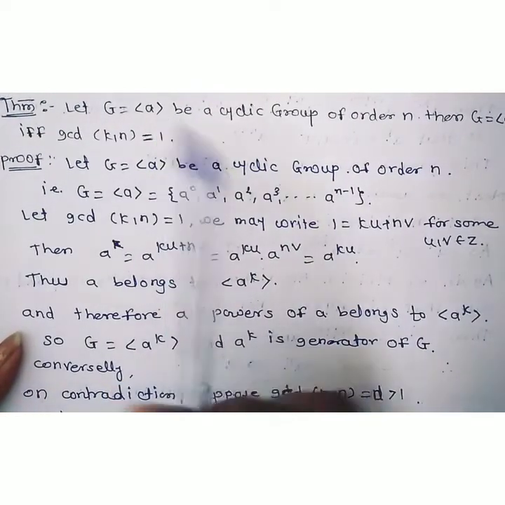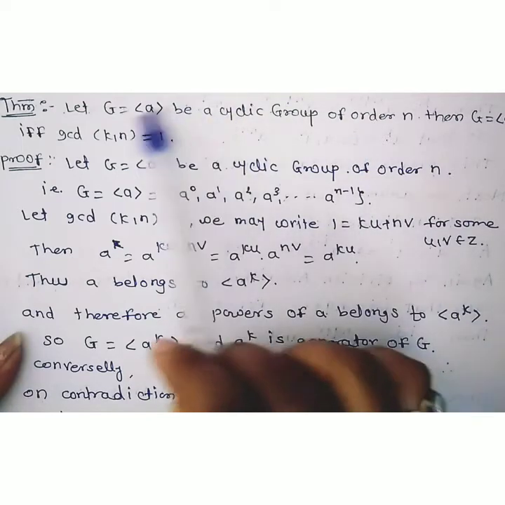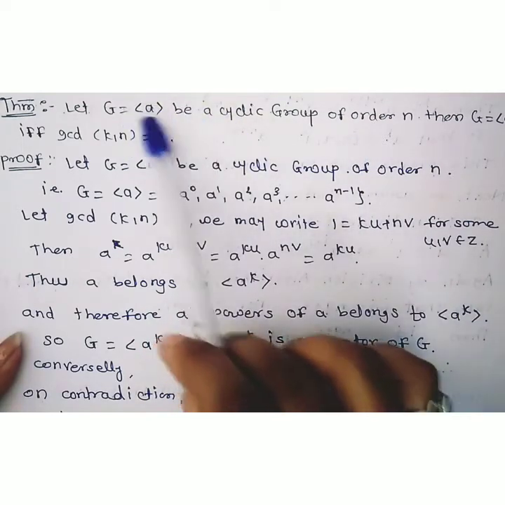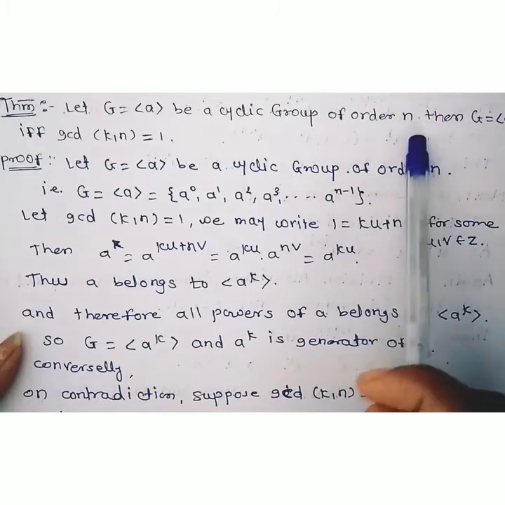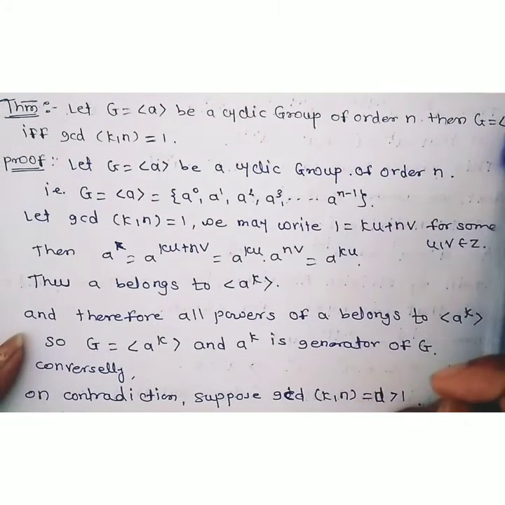Now we are given that G is a cyclic group of order n, generated by A. Then we have to show that G is equal to the set generated by A to the power k.